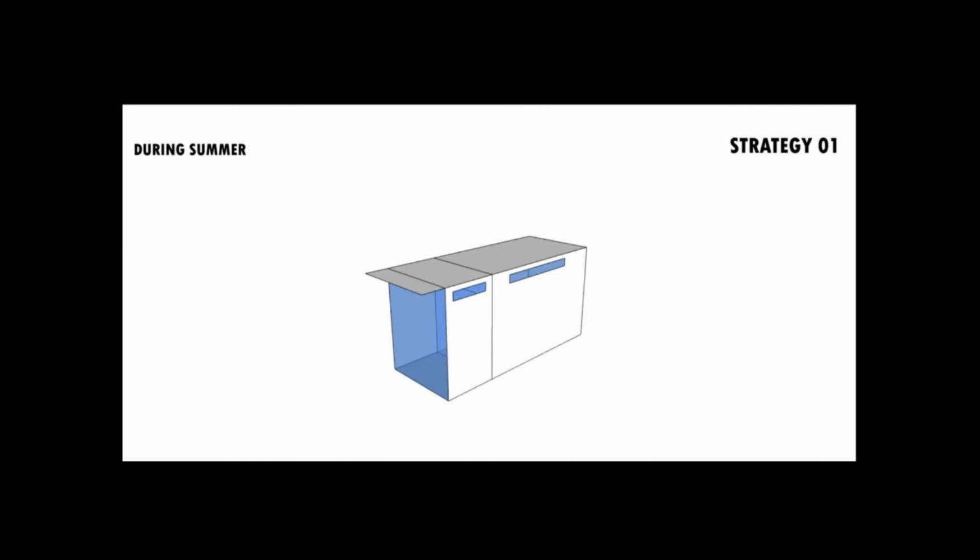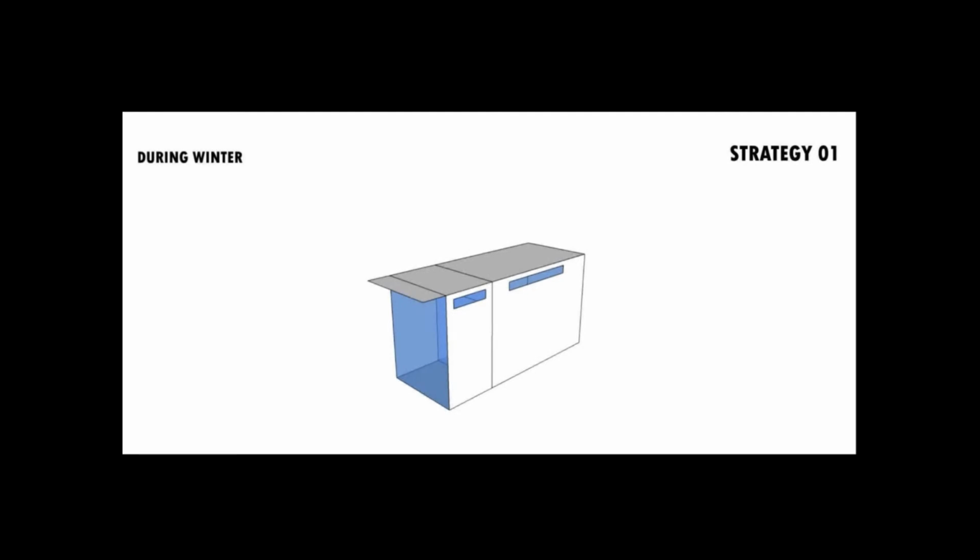Strategy 1, overhang. During summer, it prevents the harsh summer sun, whereas in winter, the low winter sun is admitted into the space, which results in direct gain.